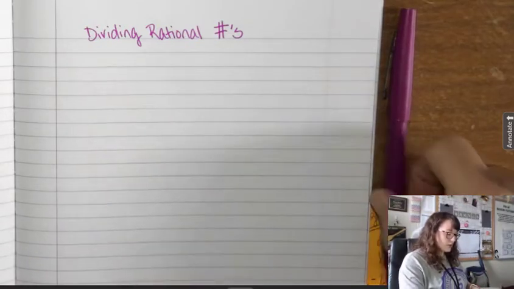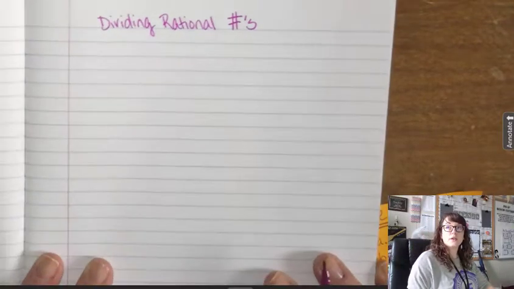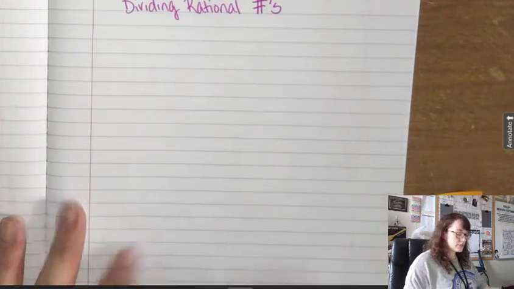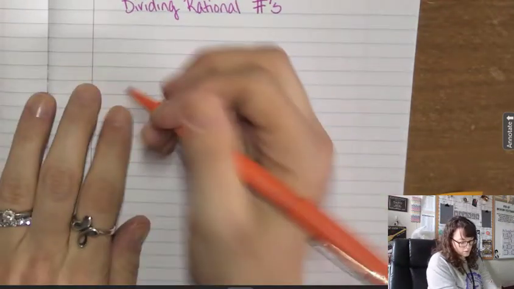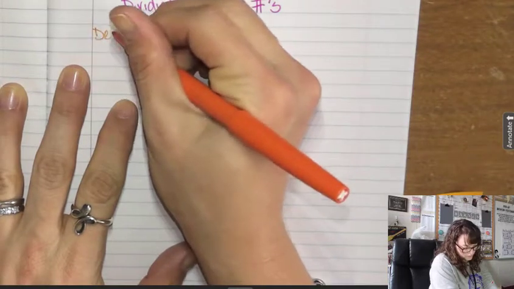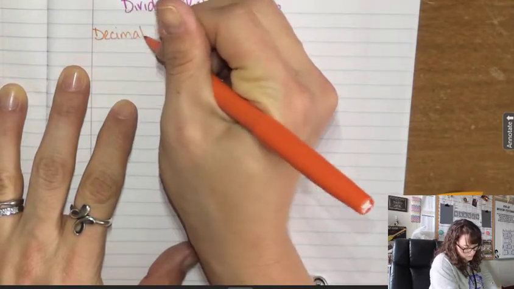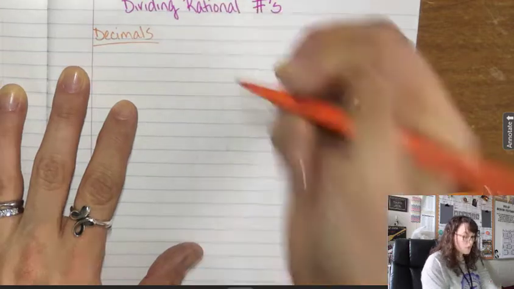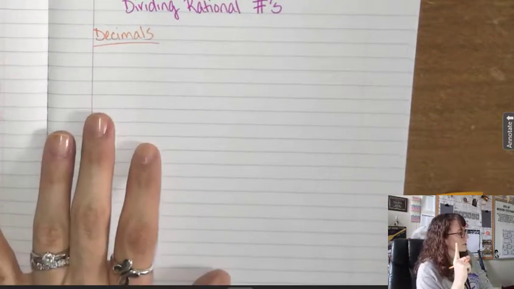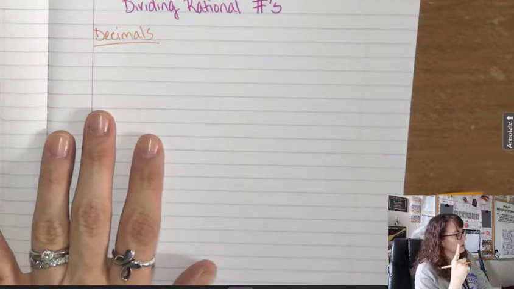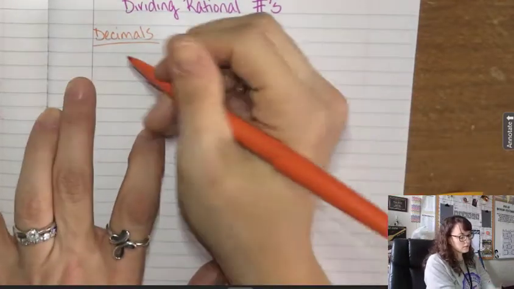All right, we're going to start with, let's do decimals first because we've done that before. With decimals, the first number goes in the box.